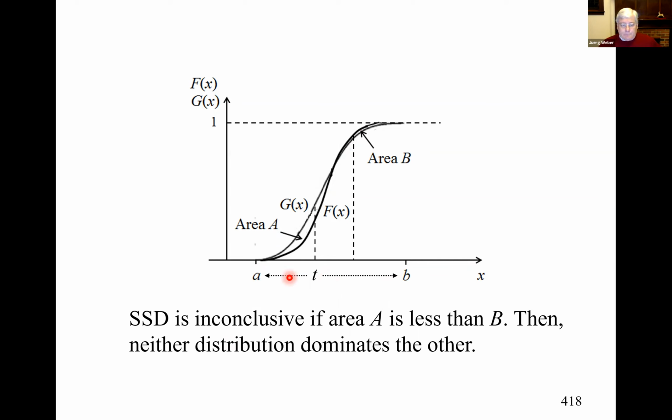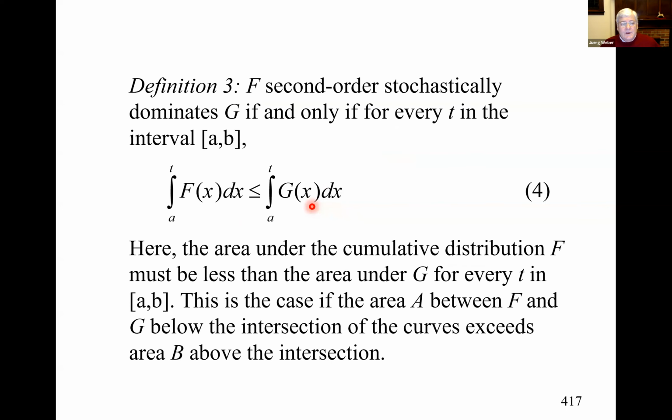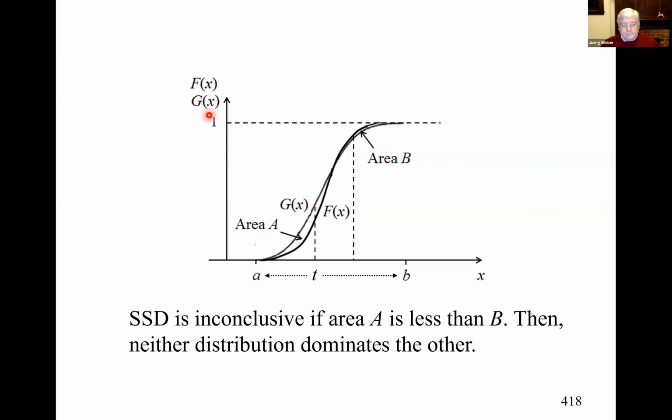And now, for every t inside this interval AB, the area under F is less than the area under G. If the area under F is less than the area under G, then F actually second order stochastically dominates G. I will explain a bit further. So this area here up to point t under the curve is less than the area under the other curve G here. Then F is preferred.